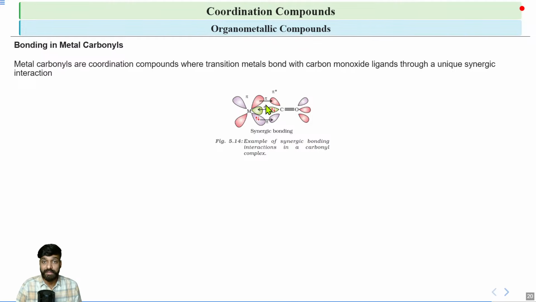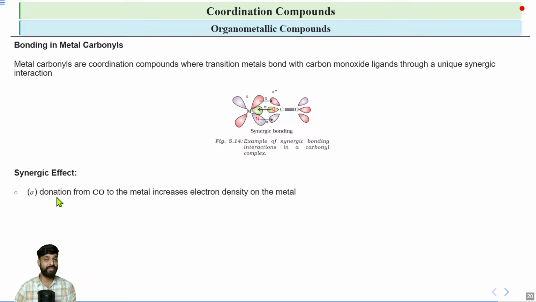You can see here that the electrons are given into the pi star of the carbonyl. As a result of this, they form a synergistic effect. So here it is kind of synced with each other. So it is not attached in a single fashion, rather it is attached in multiple fashion. Now here are some important points you can remember about this synergic effect. First is there is a sigma donation from the carbonyl to the metal. So carbonyl is donating its electrons onto the metal.